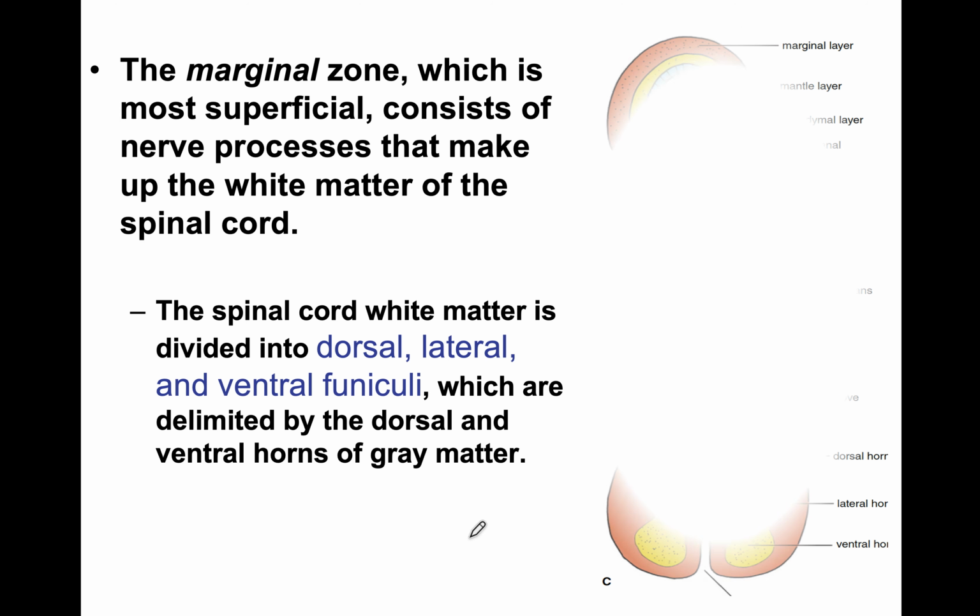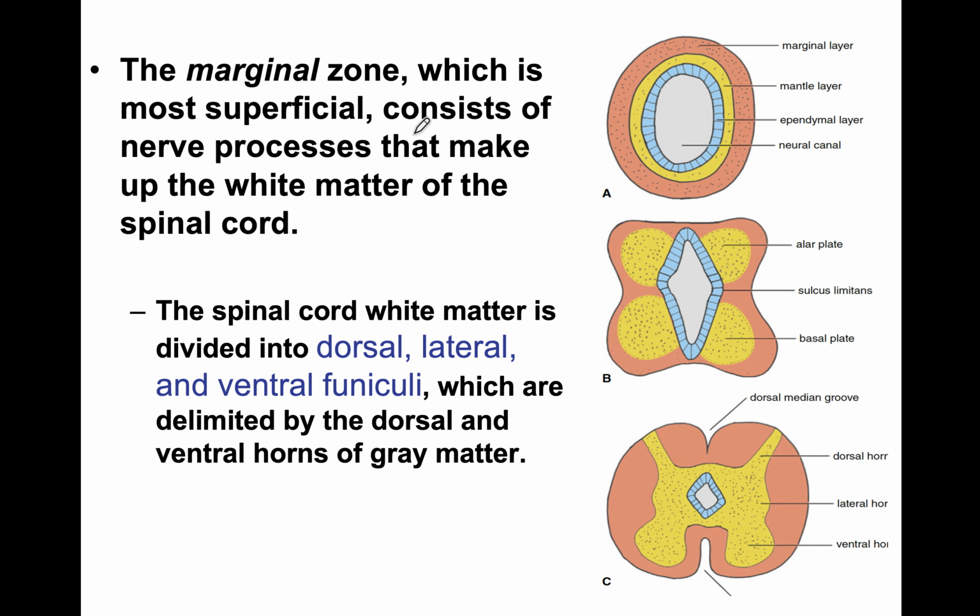And the marginal layer mostly consists of nerve processes, okay, which is the one that is outside here. These are called the funiculi: the one here between the dorsal horn and the dorsal border of the spinal cord is the dorsal funiculus, and this one here is the lateral funiculus, and finally here is the area of the ventral funiculus.